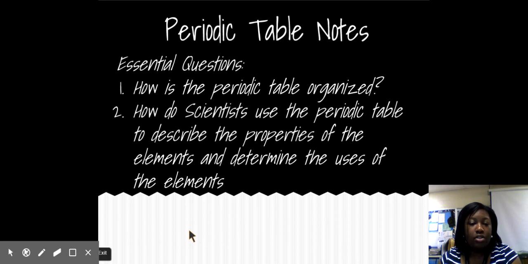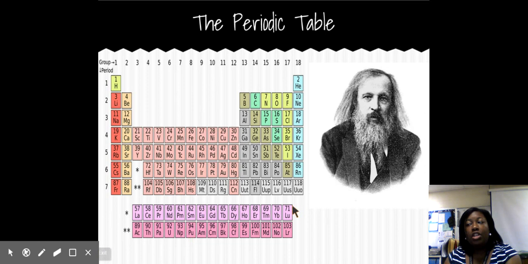All right, so this is another intro screen. You don't have to copy this down. And here's the periodic table, which you already know. And this is Dmitri Mendeleev, okay? And he was considered to be the father of the periodic table. He was the first scientist to notice relationships between the elements. So he arranged the periodic table based off the mass of the elements.